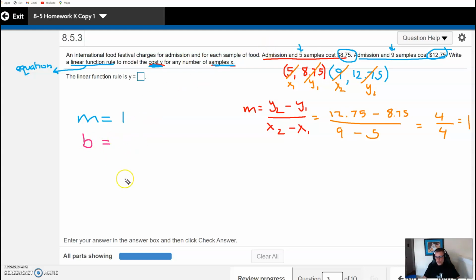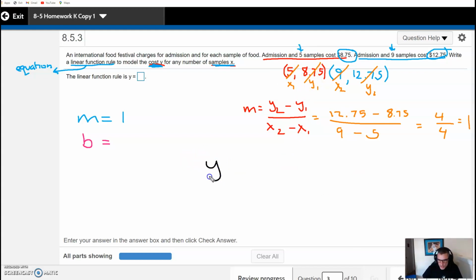Well, the admission would be, hey, I paid to get in and I bought 0 samples, right? I haven't bought anything yet. So we got to figure out that number. And the way we do that is we're going to pick one of these 2 coordinate pairs. Again, it doesn't matter which one you pick. You could pick (5, 8.75), or you could pick (9, 12.75). You're going to get the same answer. So I'll go with the (5, 8.75).